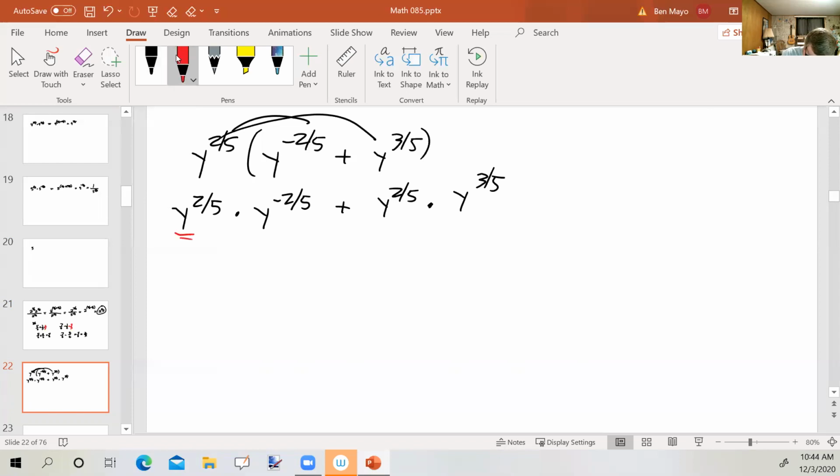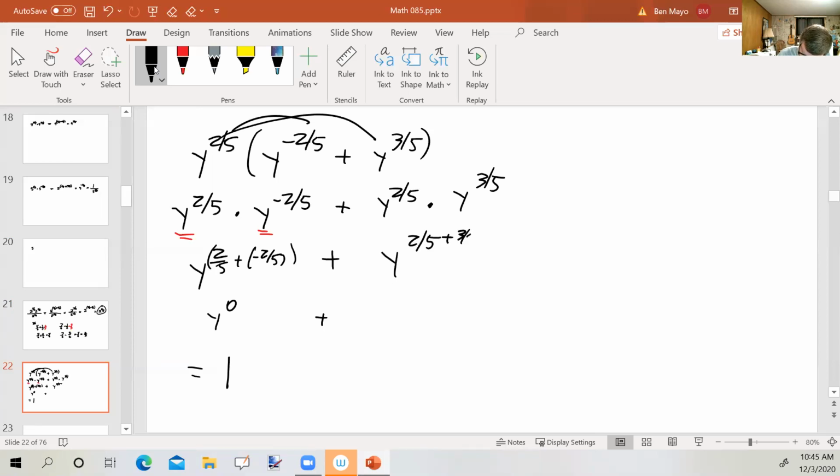Multiplying powers with the same base, we add the exponents. So this would be y to the 2/5 plus negative 2/5, which is y to the 0, which is 1, not 1y, but the number 1. Here, multiplying two powers with the same base, adding the exponents, 2/5 plus 3/5, which would be y to the 5/5, which would be y to the 1, or we could just say 1 plus y because there's an implied 1 exponent on the y when there's no exponent written. Okay.